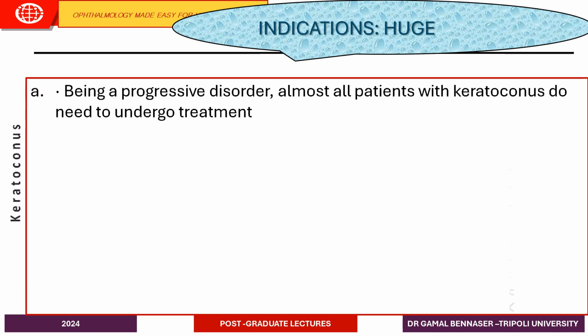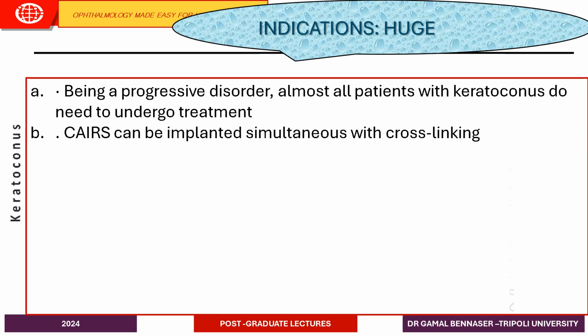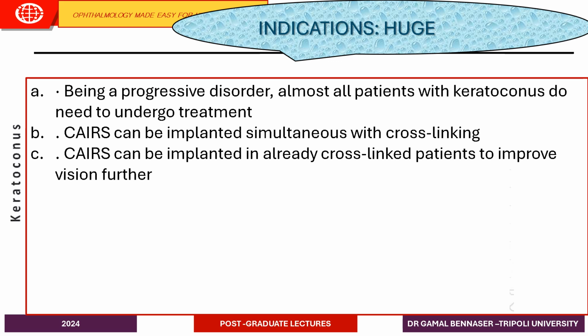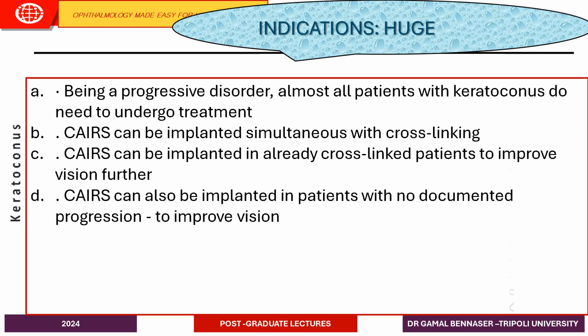Now the indications for CAIRS are broad, with keratoconus at the top, but any progressive ectatic disorder of the cornea can be treated. It can be done simultaneously with cross-linking or in a sequential step, and it is very useful in cases where cross-linking is contraindicated because of the thickness of the cornea.